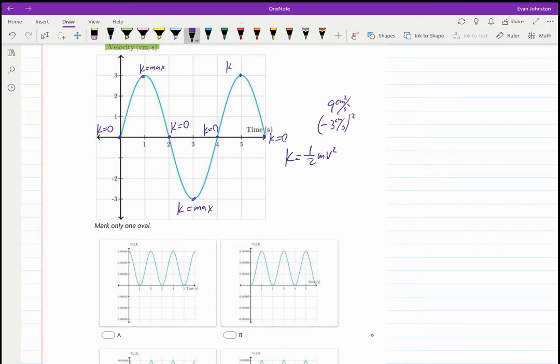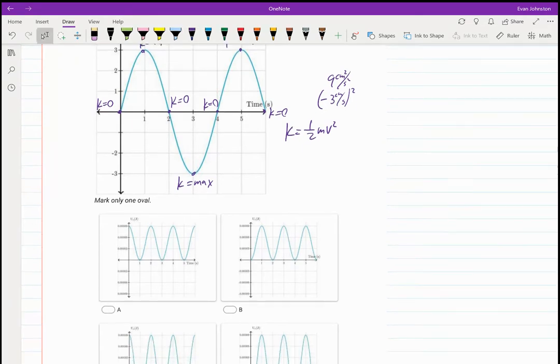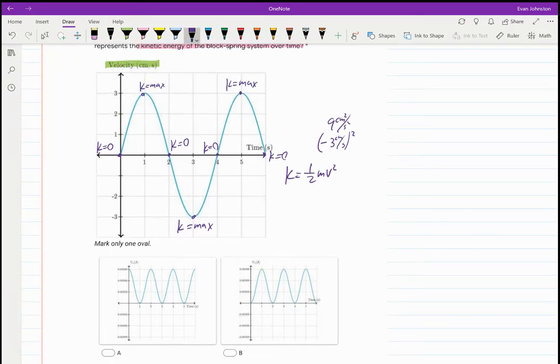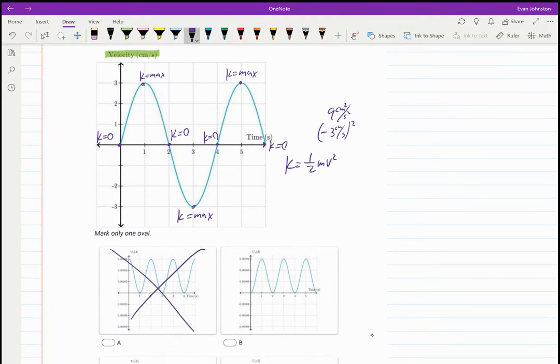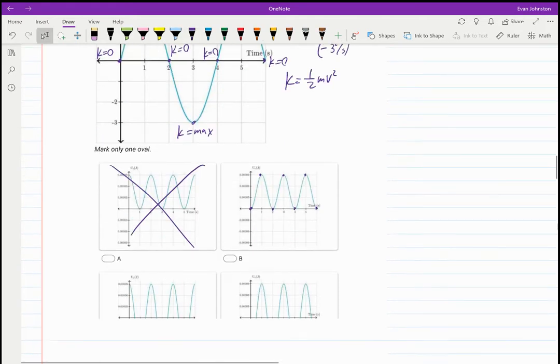And then the rest of these just match. We have our max values at our crests and troughs, and so really we're looking for something that matches this. So which graph has 0 at 0 seconds? Well, this one's out of the picture. This one has 0 at 0 seconds, and at 1 second, it is at a max, and then at 2 seconds, it's at 0, so this matches, and then at 3 seconds, it's at a max, and then at 4 seconds, it's at 0, and then at 5 seconds, it's at a max, and then at 6 seconds, it's at 0. So it must be this one.